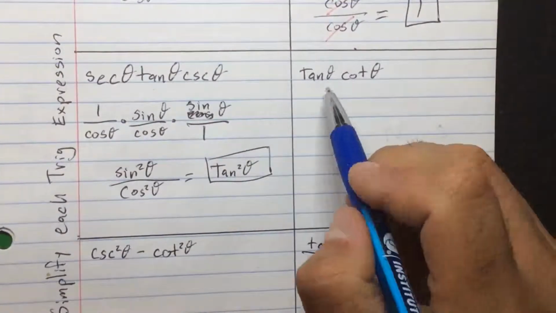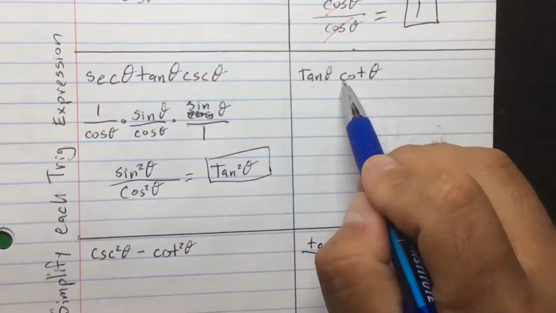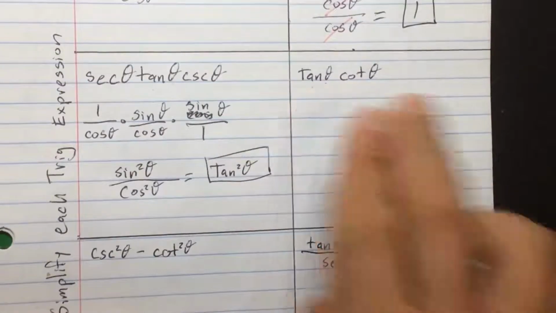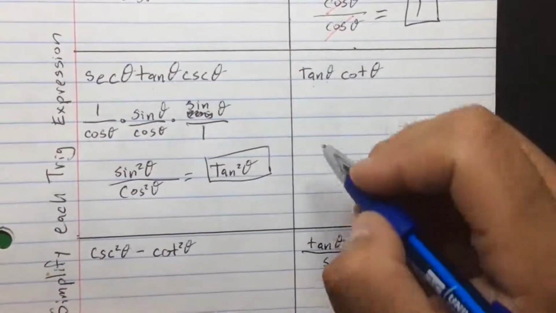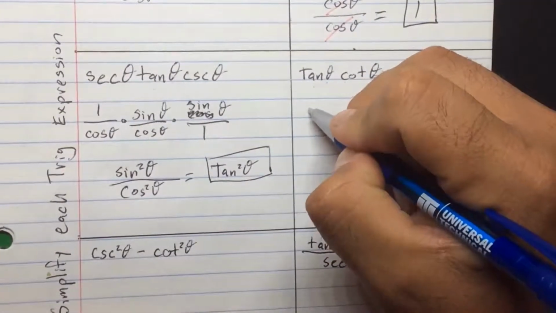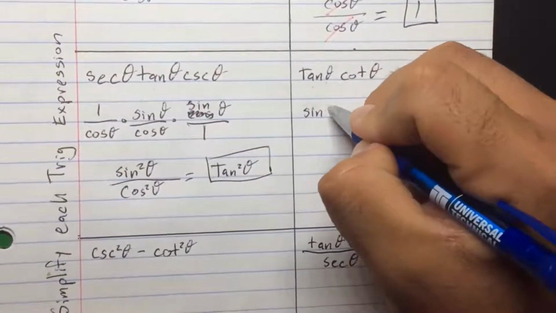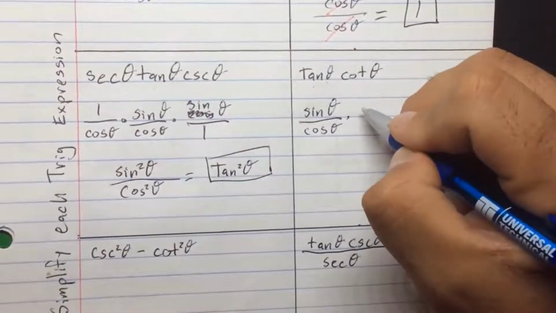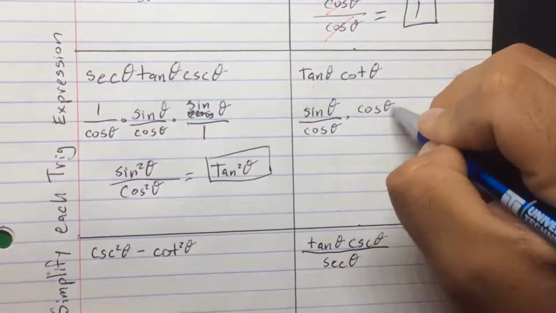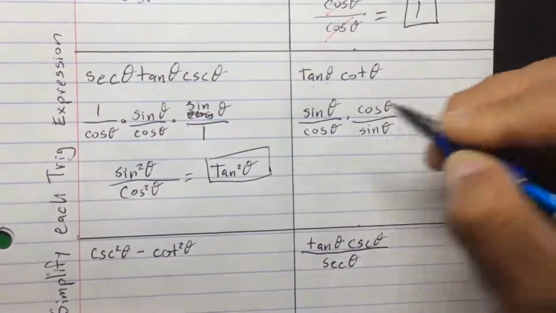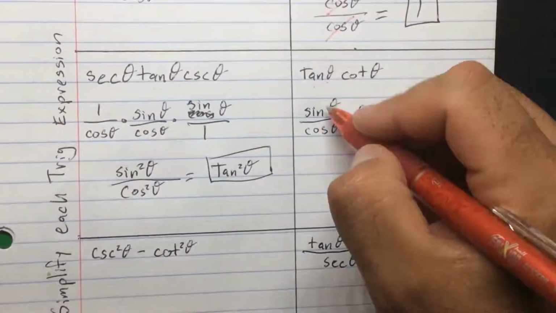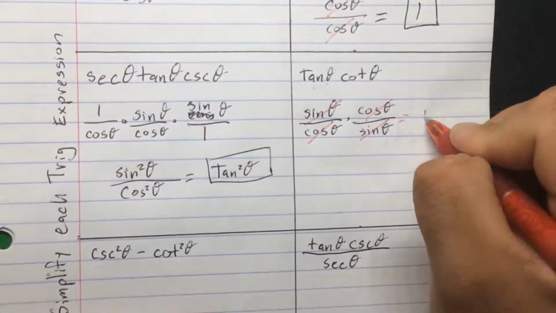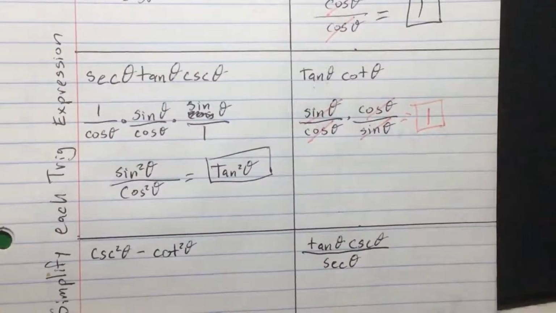Next one we have tangent theta times cotangent theta. Well, already we know these are reciprocals of each other, so this is going to equal 1, but let's go ahead and work it out. We have our tangent theta, which is sine theta over cosine theta, times cotangent theta, which is cosine theta over sine theta. And right away we can see that sine divides sine and cosine divides cosine. So this indeed is going to equal 1.